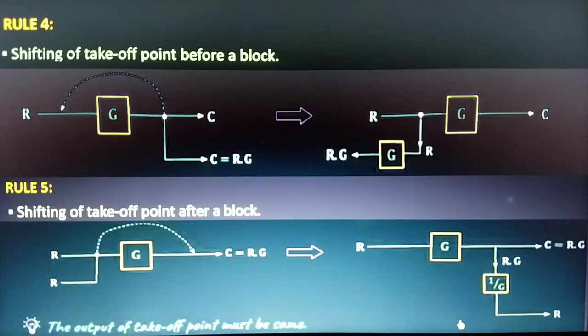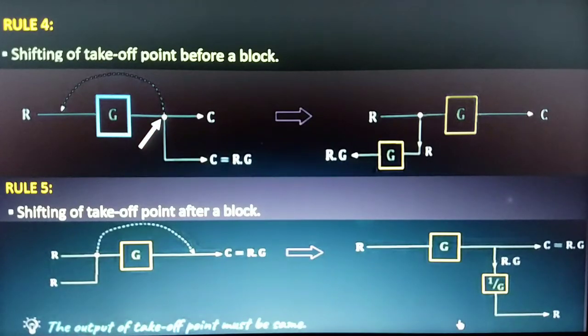We will now move on to rule number 4. Rule number 4 of block diagram reduction is regarding the shifting of a takeoff point before a block. Let's consider this block diagram representation as what you can see on the screen, having a gain g, and this is the takeoff point, which is after the block. So the output at this takeoff point will be equal to c, which is equal to r multiplied with g, since the output c will be equal to g multiplied with r, and that is rg.